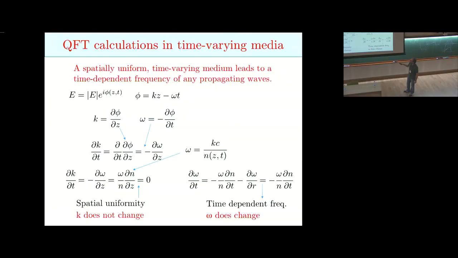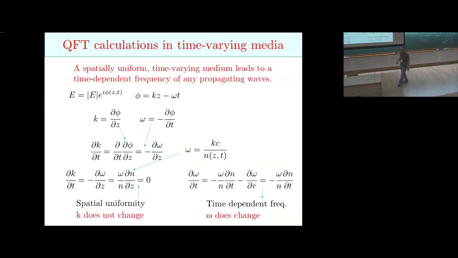The k vector can be pulled out generically from the phase. It's just the gradient of the phase with respect to z. And omega, likewise, there's a minus sign here, is minus the gradient of the phase with respect to t. What I'm interested in showing is that when I have a time-varying medium, k does not change in time. So I'm trying to evaluate dk/dt. I can write dk/dt as d/dt of dφ/dz, then switch the dt and the dz, and use this definition here. So I have that dk/dt is essentially equal to minus dω/dz.